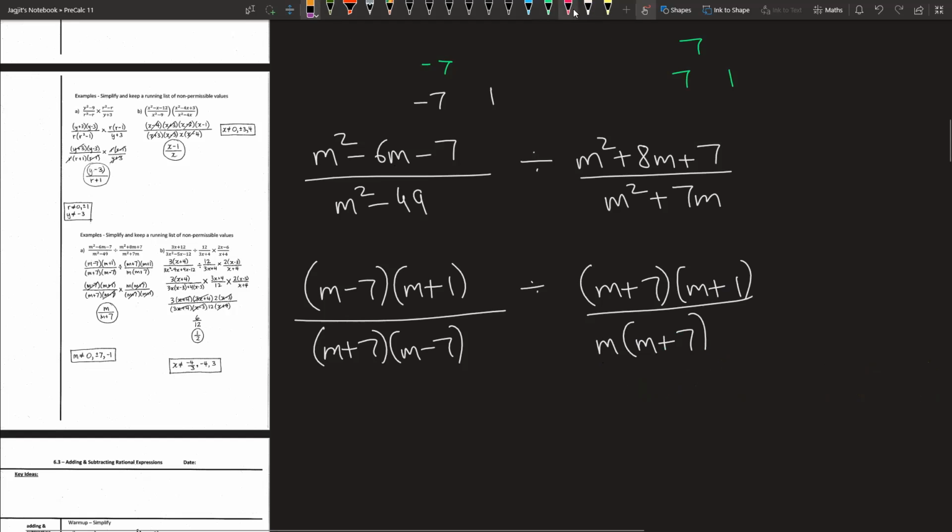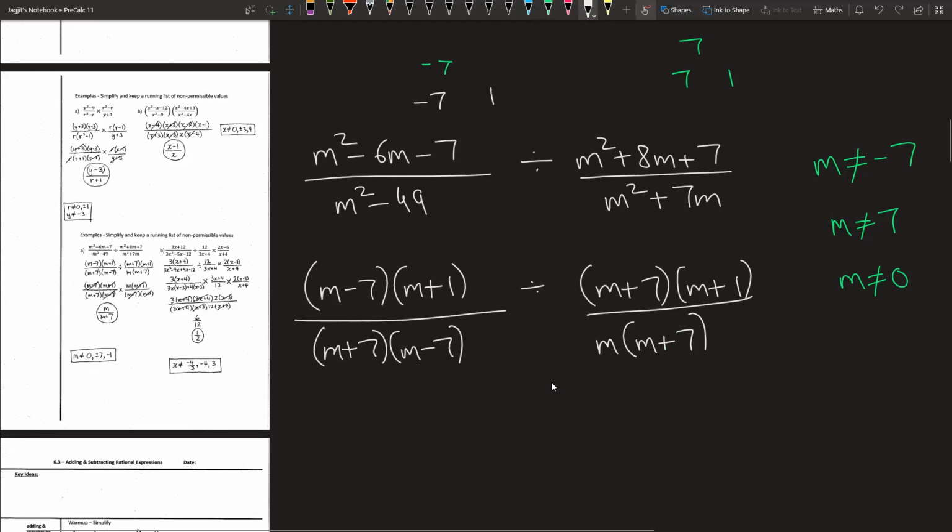That's our main step. Now, guys, first step right here is write the non-permissibles. For m plus 7, you would say m cannot be minus 7. For m minus 7, you would say m cannot be plus 7. For m, you would say m cannot be 0. M plus 7, m cannot be minus 7. I've already covered that, so we don't need to worry about that.